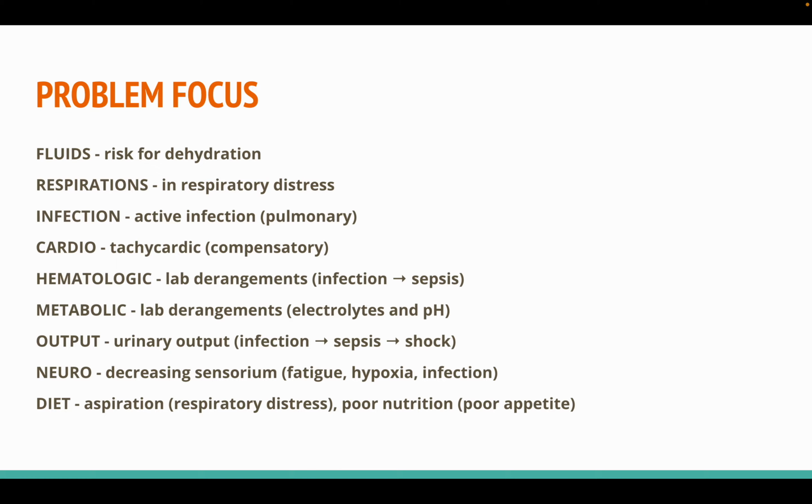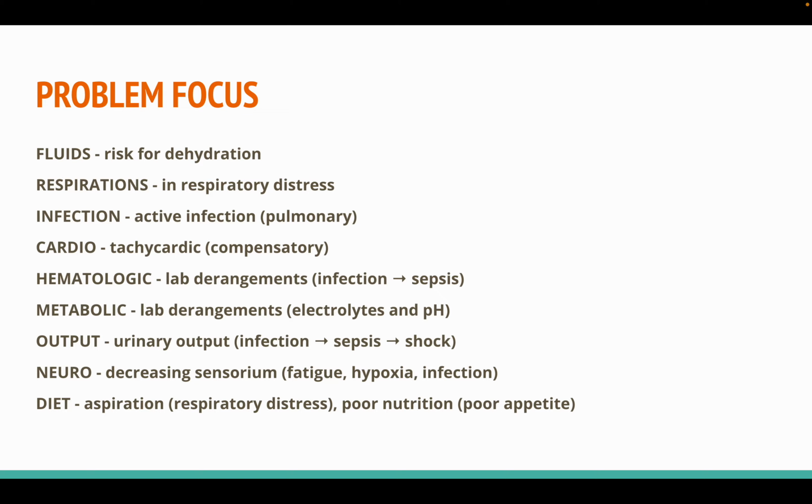And then infection, we know based on our previous data that the patient has an active infection, and we can deduce that the infection's source is pulmonary. And then for the cardiologic problem, our patient is tachycardic, although the blood pressure is within normal. However, tachycardia is an initial sign of impending shock. So our patient is in a compensatory state, hence the tachycardia.